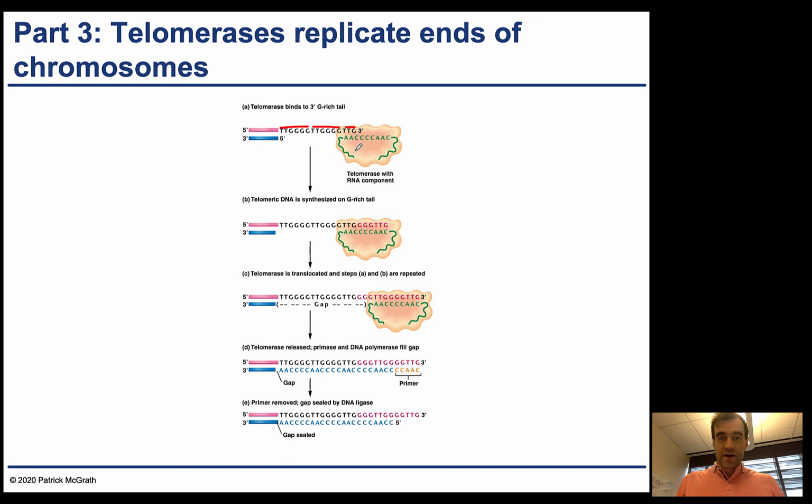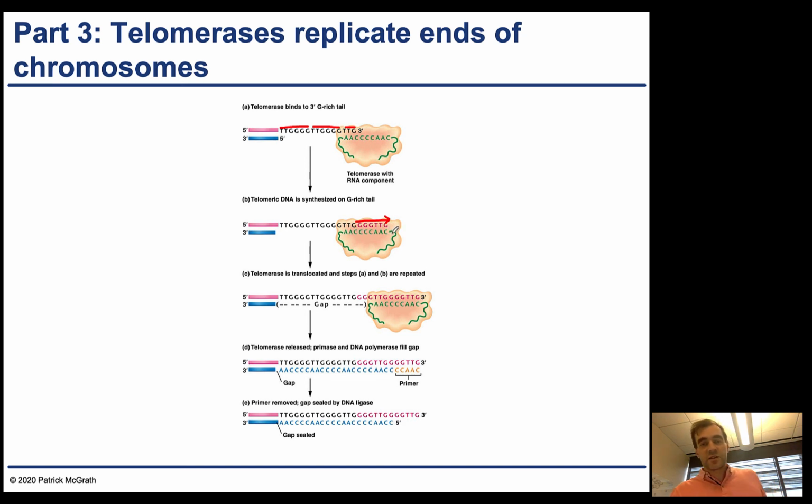Once this telomerase binds, we are able to synthesize in this direction. So the telomerase is actually able to synthesize on the strand, to add complementary nucleotides to the RNA molecule.